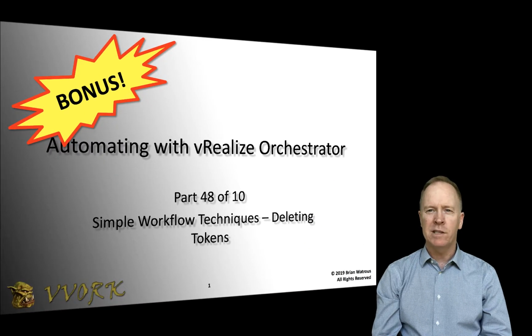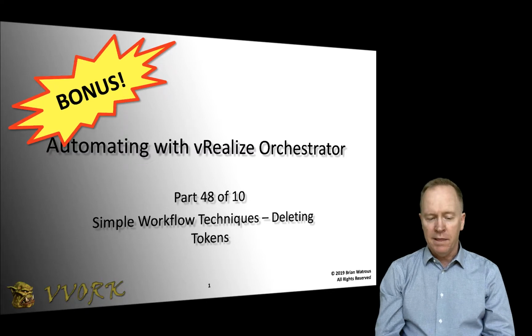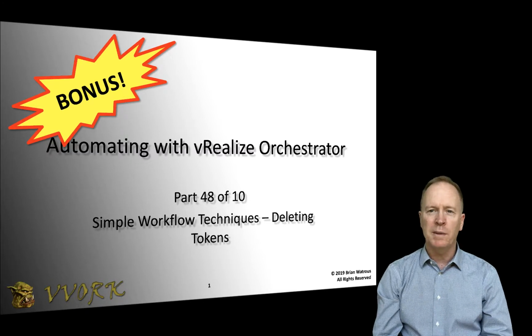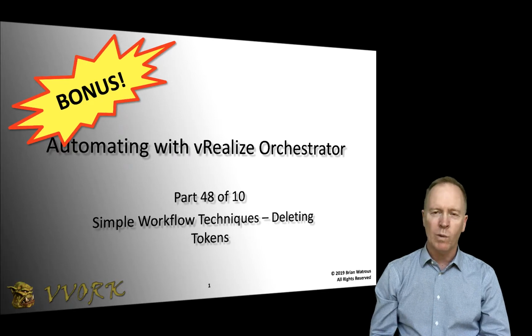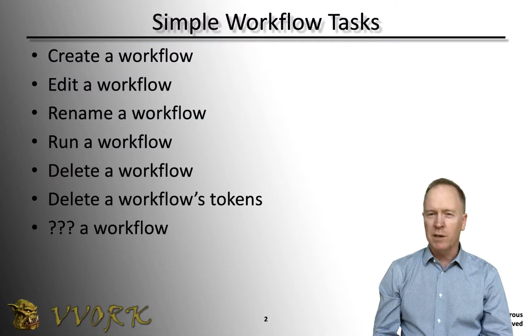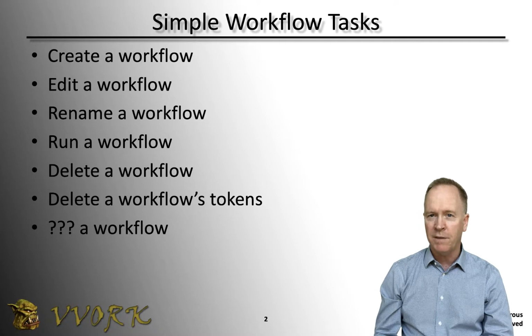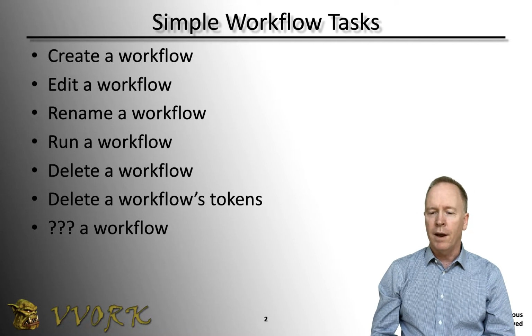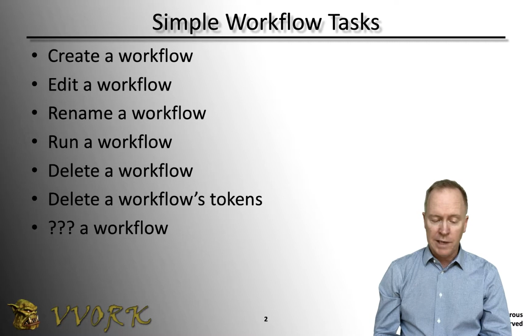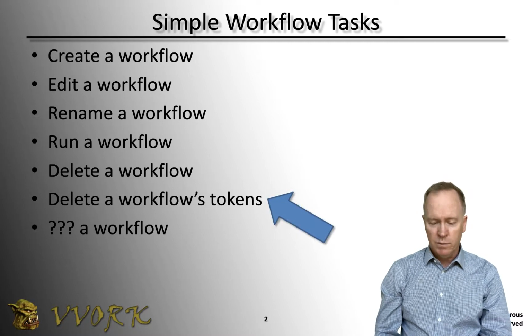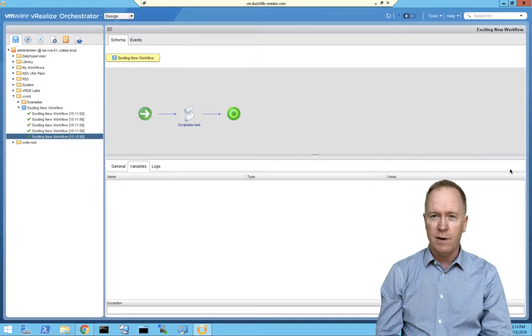I'm Brian Watrous, and this is the 48th video in a 10-part video series where we're learning how to automate using vRealize Orchestrator. And in this and the previous videos, we've been taking a look at how to perform simple tasks related to working with Orchestrator workflows. In this particular video, we're going to take a little tangent here and take a look at workflow tokens, or as the new HTML5 client calls them, workflow runs. So how do we delete a workflow token? Well, let's go into the lab environment and find out how.